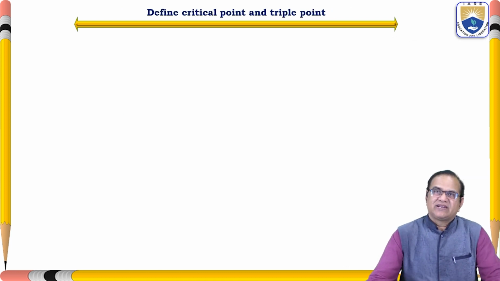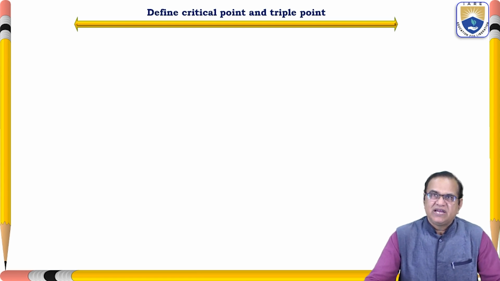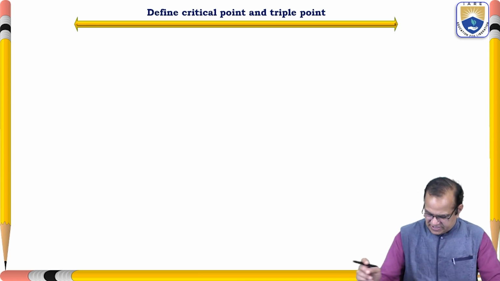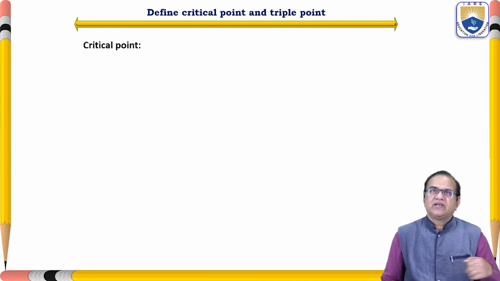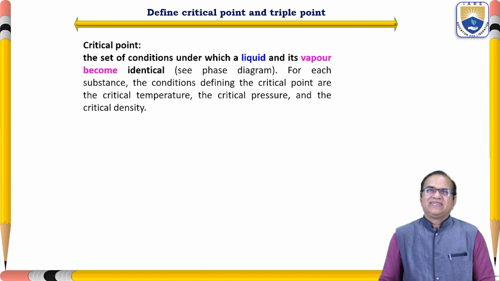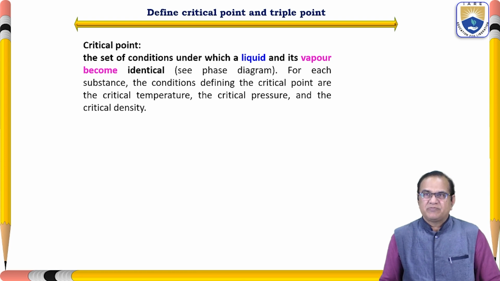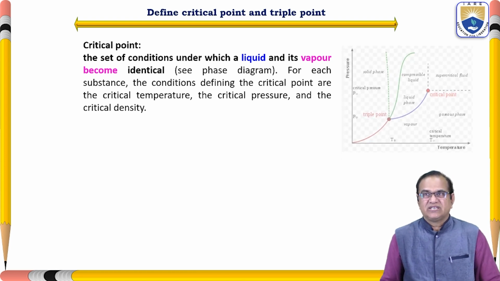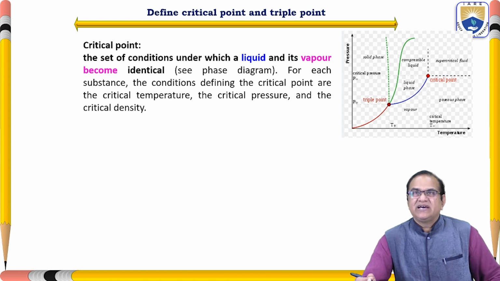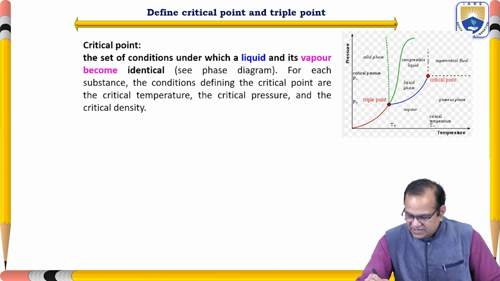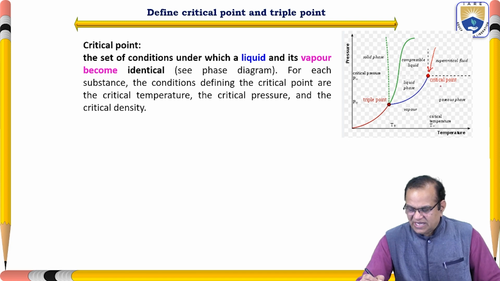Now we have to see another very important definition, that is the critical point and the triple point of the system. So here we can see that the critical point is the set of conditions under which a liquid and its vapor become identical. See the phase diagram. For each substance, the conditions defining the critical point are the critical temperature, the critical pressure, and the critical density. So you can see here that the critical point is here.